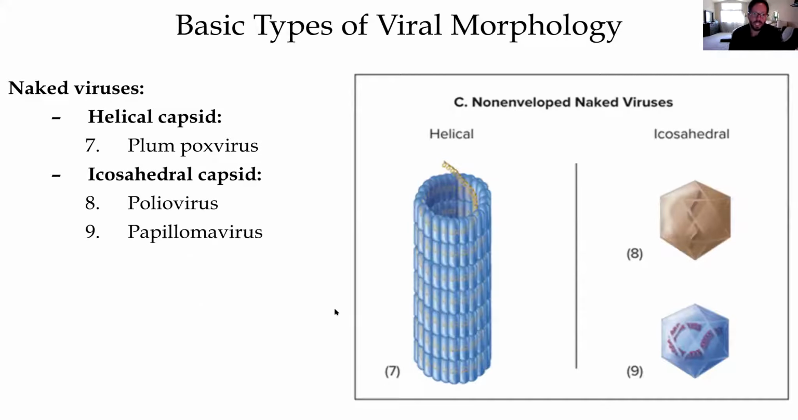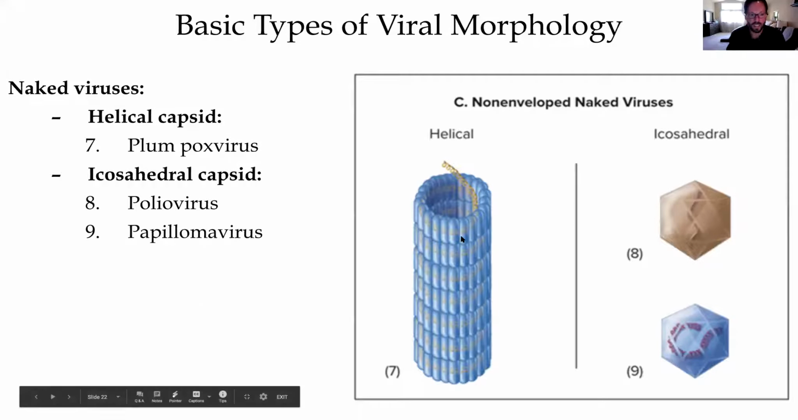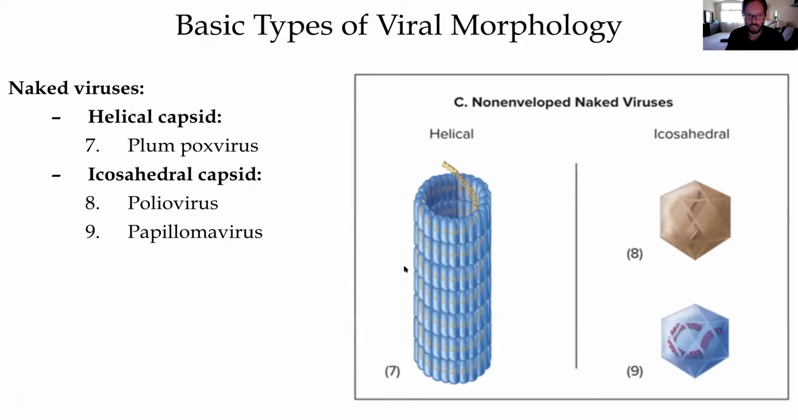And then the last type is naked, right? And that can be helical. Again, if it's a naked virus, it tends to be more elongated. If it's helical, it doesn't have to coil around to fit inside the envelope. An example is the plum pox virus, a pox virus that is a plant virus. Icosahedral could be things like polio and papilloma. Again, we'll talk about those in more detail later on. We're going to focus on human pathogens for this course, so when we get into the RNA and DNA viruses specifically, we're going to focus on those types.